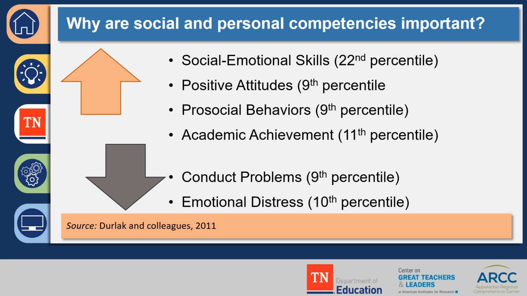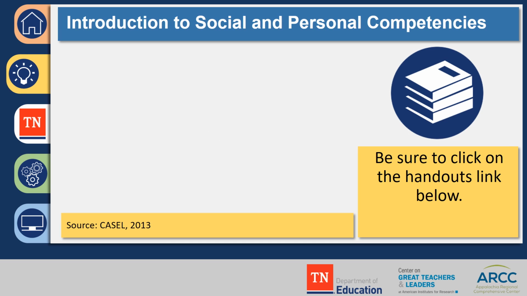Now take a moment and think about how supporting social and personal competencies in your classroom can impact you specifically. For example, could it increase the time that you have to instruct, improve the relationships that you have with students and students with their peers, increase parent satisfaction, or improve the climate in your classroom and school?